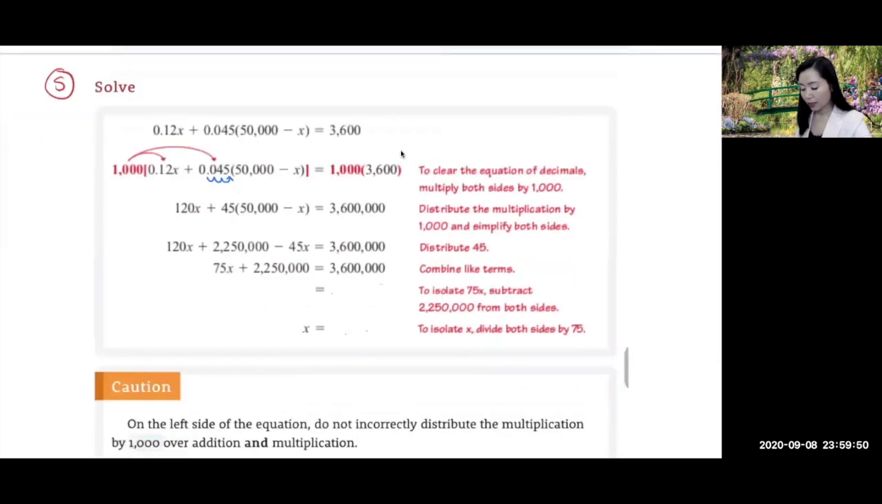Now we want the number to be on the other side, so we subtract this on both sides. We get 75x equal to this. Now to isolate x, we divide both sides by 75. So this divided by 75 is going to equal 18,000. So we have solved this. So x equals 18,000.